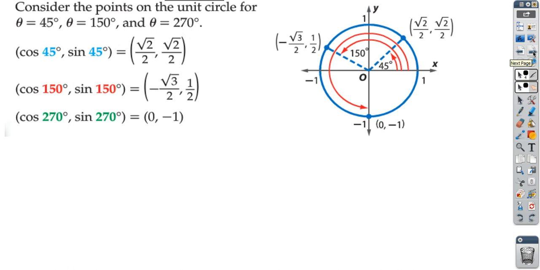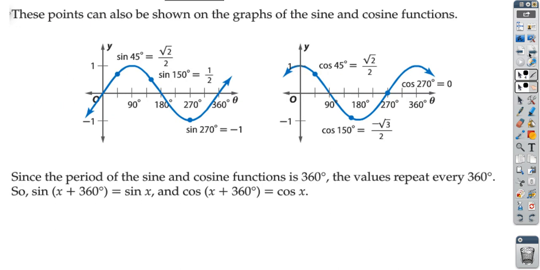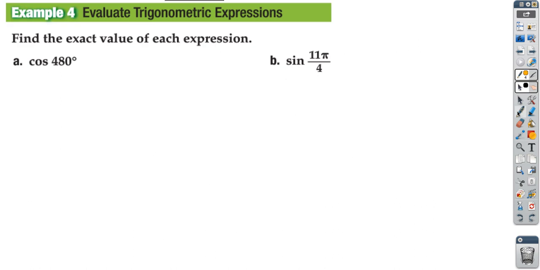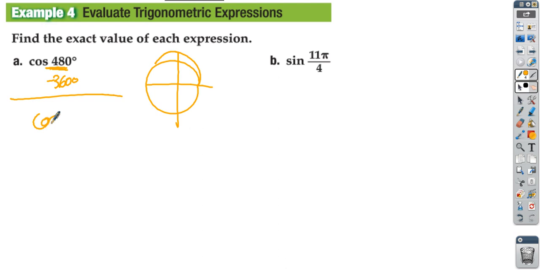All right, so last thing is let's actually calculate some values using these unit circles. It says find the exact value. Well, first of all, this is outside of 360. So what we want to do is take away a 360, because 480 would be 360 and then going somewhat beyond that. So let's just take out the 360. 480 is the exact same as 120.